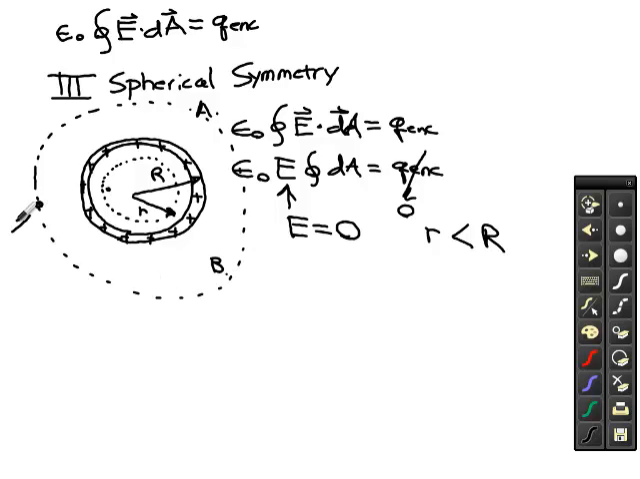Okay? And at that point, a certain distance away, so now R is bigger than the radius of the shell, and I would like to know, okay, what is the E field there?